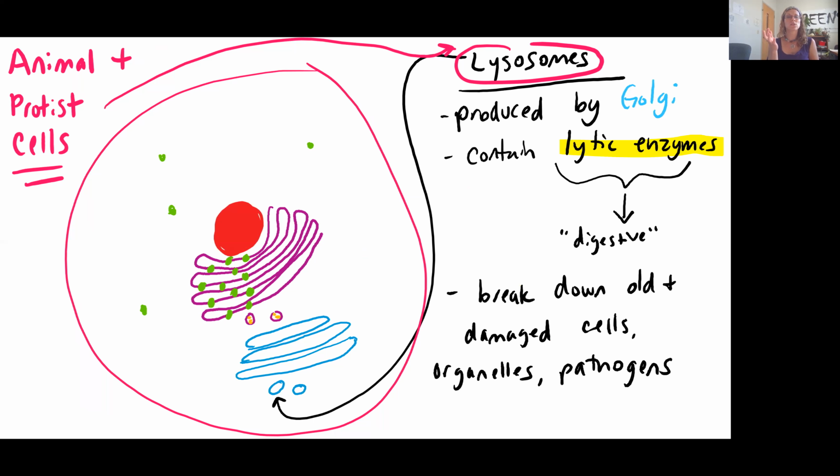Our next structure to look at is called a lysosome. A lysosome is a specialized vesicle produced by the Golgi apparatus. We will see lysosomes present in animal and protist cells, but not in plant cells. The lysosome contains what are called lytic enzymes. That term lysis, which I've introduced to you already, means to break.